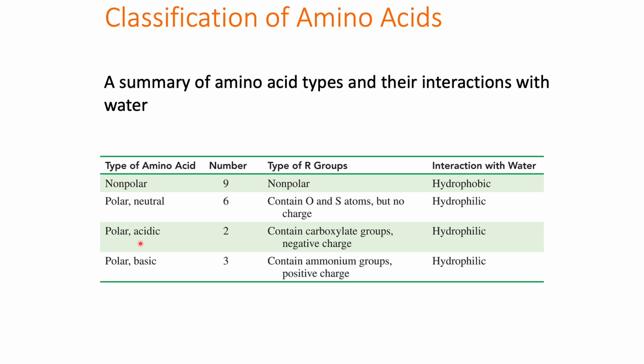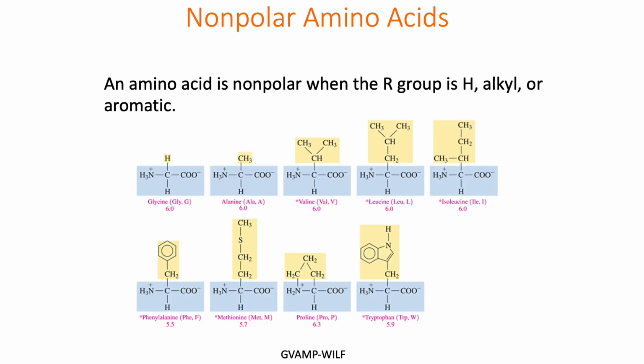And next one is the polar acidic type of amino acids. So there are 2 polar acidic amino acids. They contain carboxylate groups, that is the COO minus group, and they are negatively charged. So these are hydrophilic as well. And there are 3 polar basic amino acids. So they contain ammonium groups, that is the NH3 plus, and they are positively charged, and they are hydrophilic. So let's look at what these amino acids are.